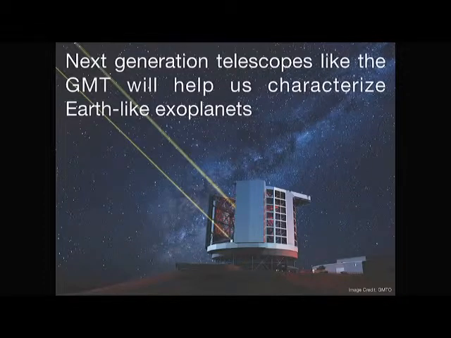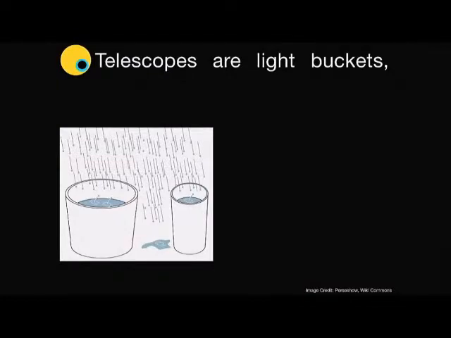So how is the GMT going to do this? Just as a reminder, telescopes are light buckets. This is how they work. They essentially just collect particles of light called photons, and so the bigger your bucket is, the more photons you'll collect. The same thing goes with the diameter of a telescope. In other words, if your telescope has a larger diameter, you'll collect more photons in a given amount of time. This is great, but then we really need to understand this light.